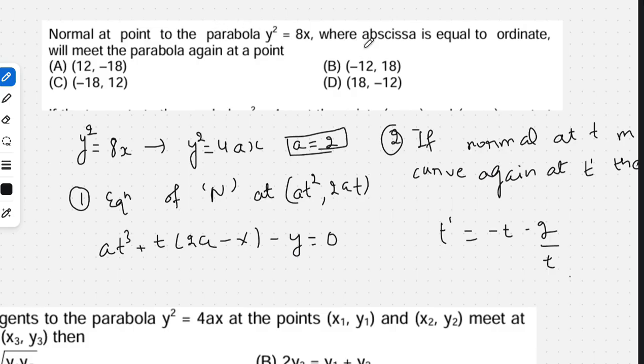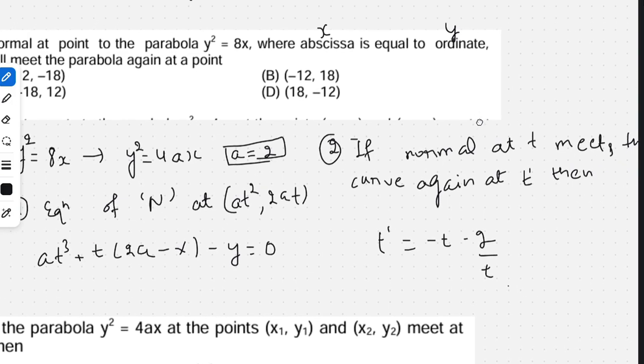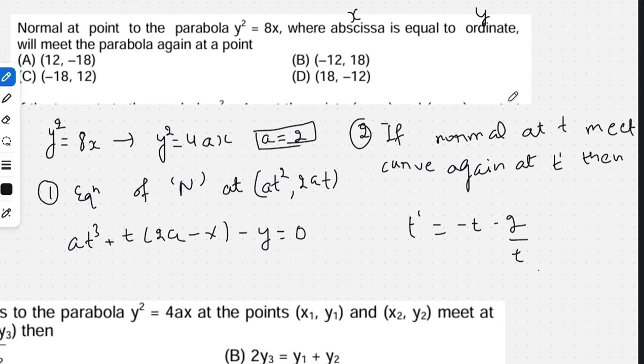So, the normal at the point on the parabola where abscissa is equal to ordinate. I hope you know, abscissa is the x coordinate and ordinate is the y coordinate. So there is a point on this parabola where abscissa is equal to ordinate, meaning x is equal to y. You have to draw a normal at that point, and that normal is meeting the parabola again. So you have to find the point where the parabola meets the normal the second time.